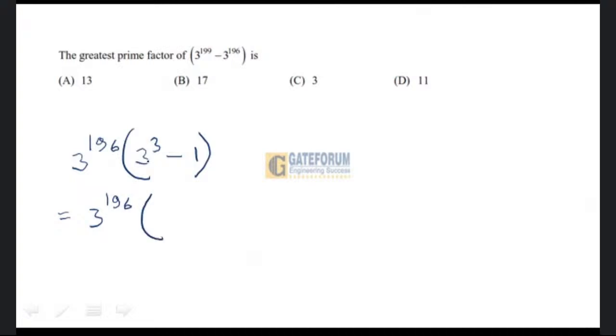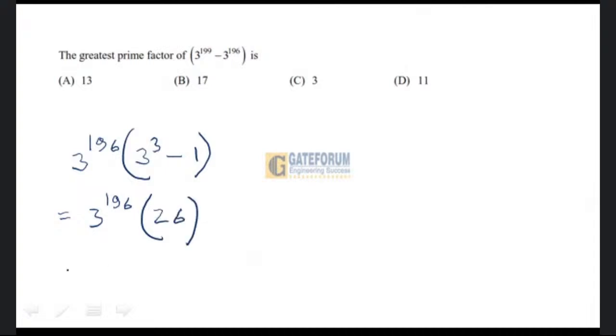The next one. This is a problem from numbers. The greatest prime factor of 3 to the power 199 minus 3 to the power 196 is what? From here, I'm sure you all agree that we can take 3 to the power 196 common. Then what will be left here is 3 to the power 3, and here it will be 1 left. So this can be said to be 3 to the power 196 into 3 to the power 3 minus 1. See, 3 to the power 3 is 27, minus 1 is 26.